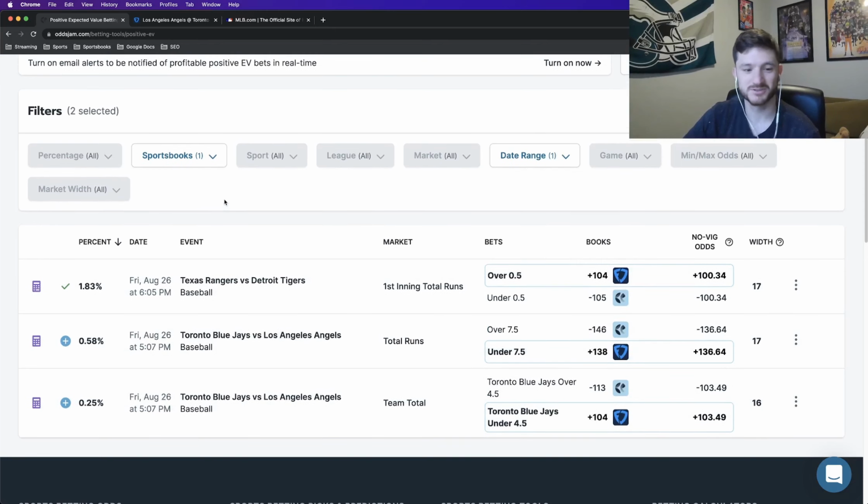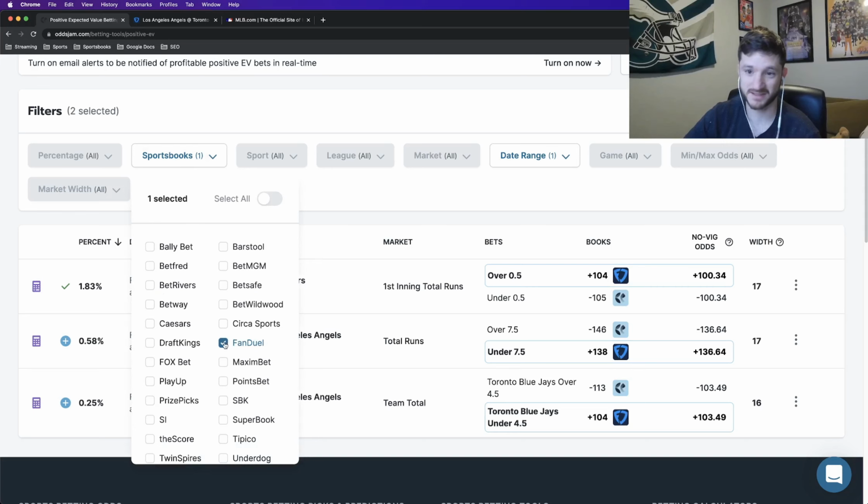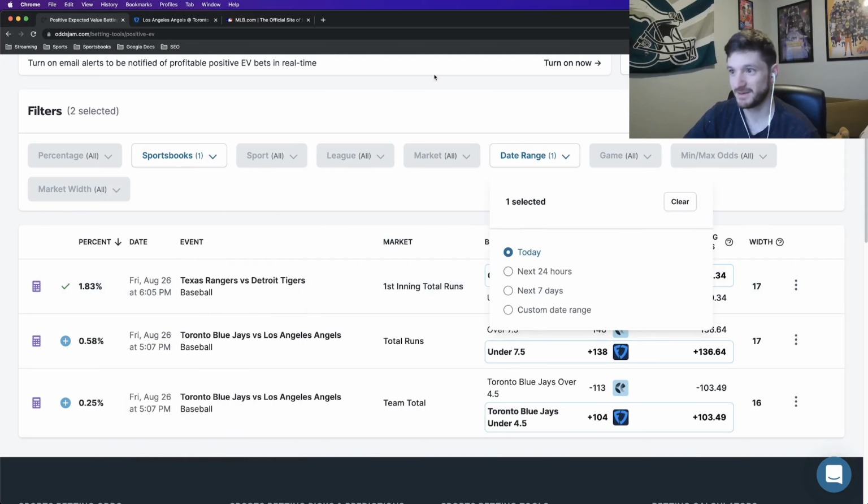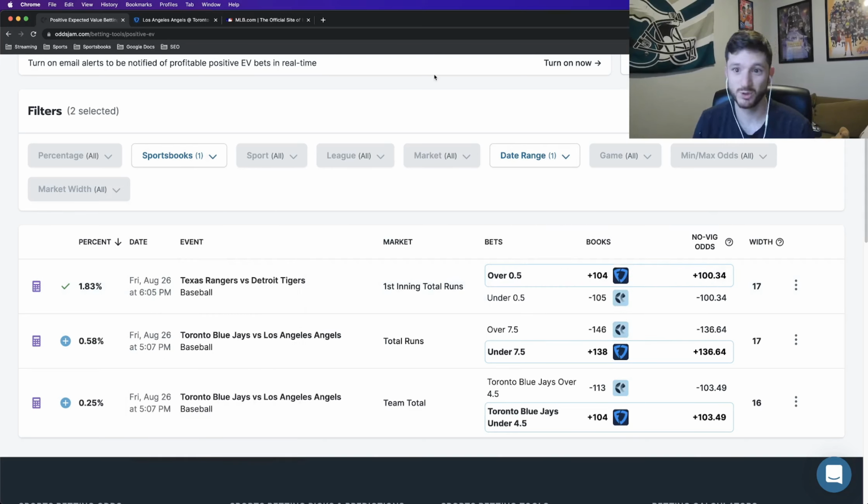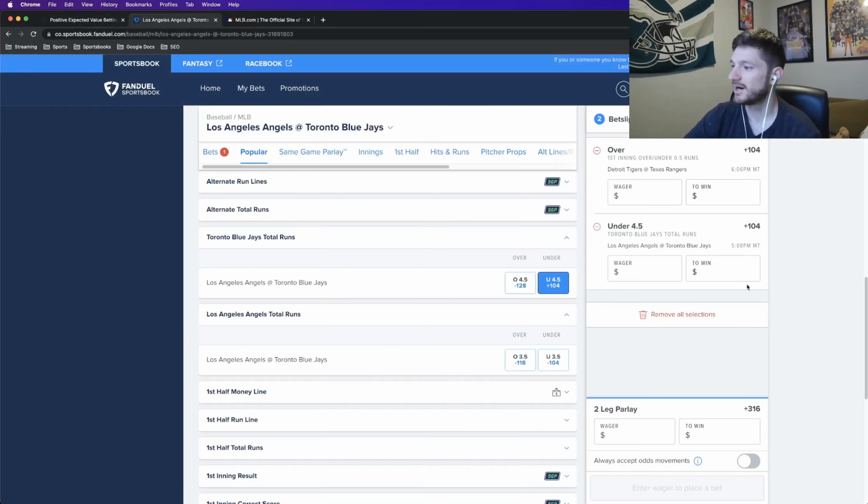Thanks to the new filters that have come out maybe a month ago at this point, you can filter specifically by sportsbook and specifically by date range. So I was looking at FanDuel bets for today. And here we go. There's three bets here total, but because two of them are in the same game, I wasn't able to parlay them together. So I just went with two of them, and I have them up here as a two-leg parlay.